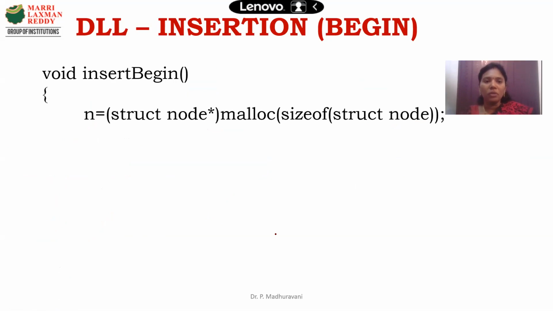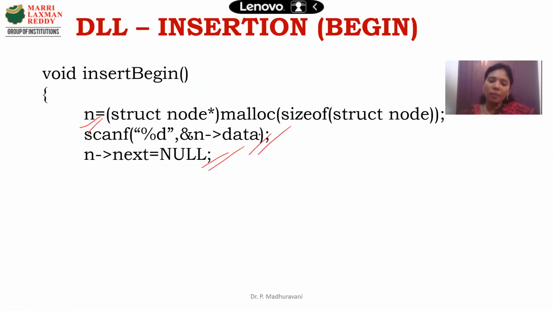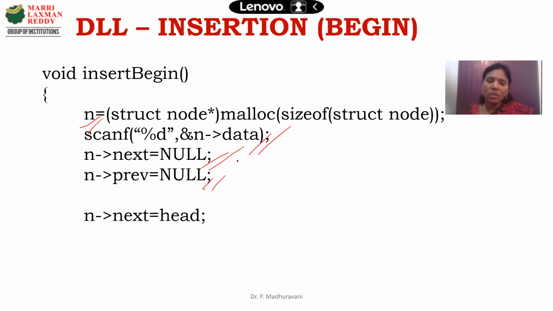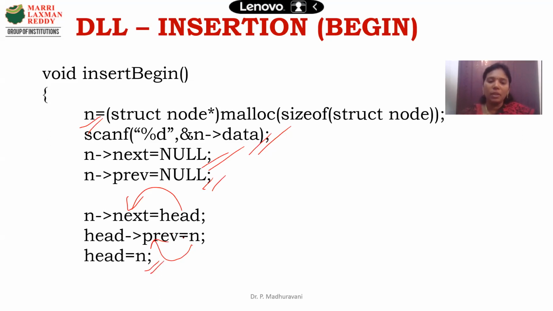Now see the function. First allocate memory for the node structure and refer to that memory with the name n. Insert the data value in n arrow data and make the next part null and the previous part null. Just give the forward link by storing the address of head in the next field of n. Then give the previous link by storing the address of n in the previous field of head. Now move head to the first node by doing the assignment head equal to n.